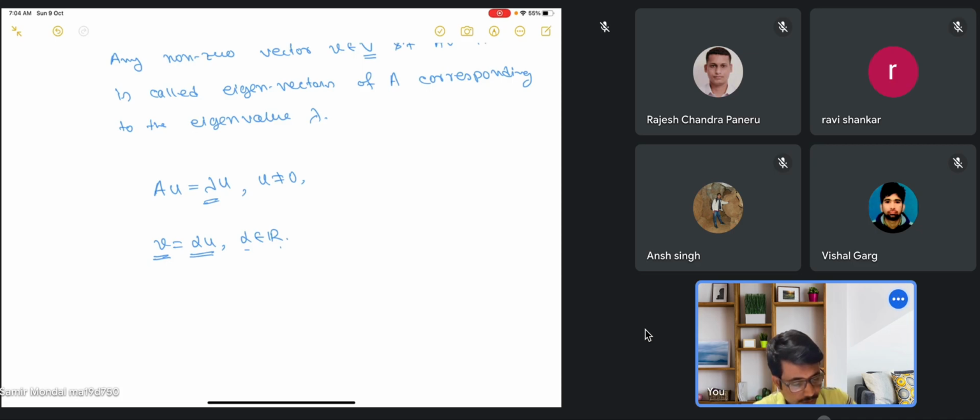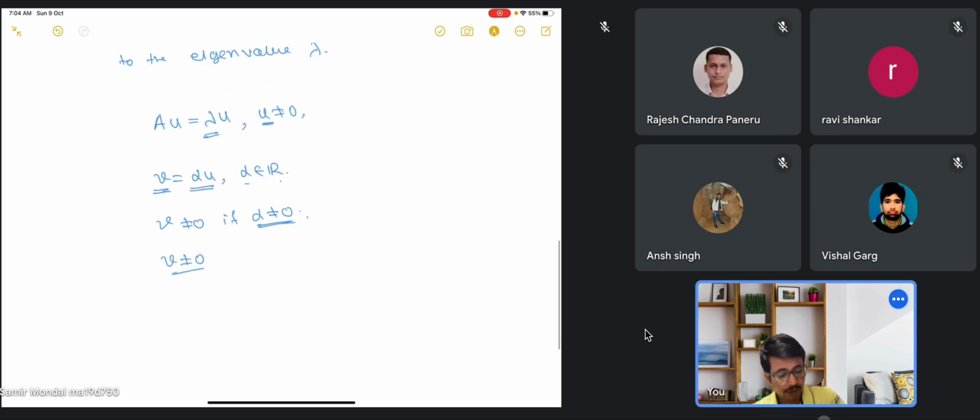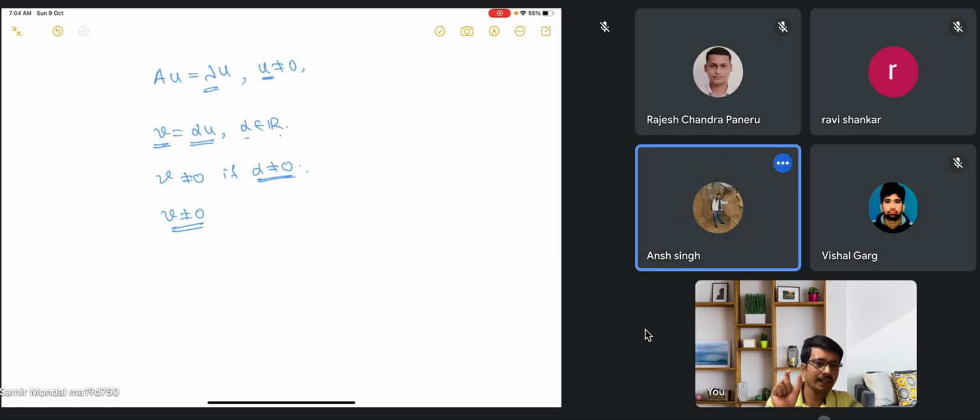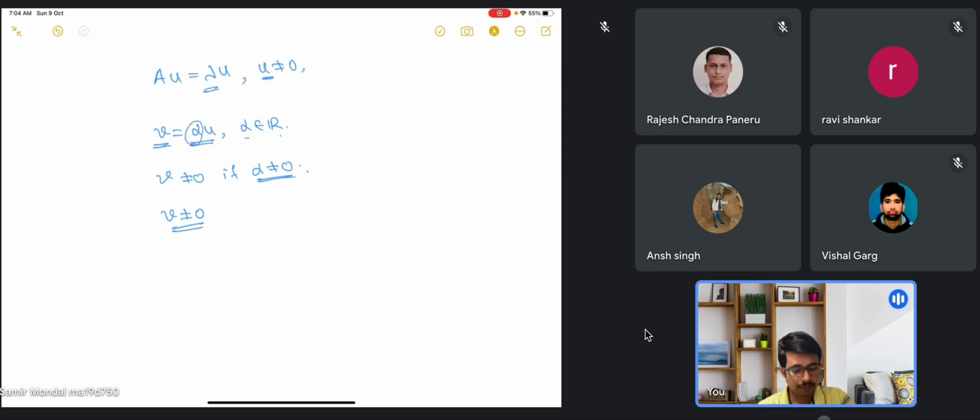At first, please tell me, if u is non-zero, what can I say about v? v will be non-zero if alpha is non-zero. Now please tell me what we can say about this non-zero vector. Is it an eigenvector of A or not? Sir, eigenvector. How? It will be in the direction of u only. Yes, because we are only scaling by this factor, and when we talk about Av, the scale will be alpha times lambda.